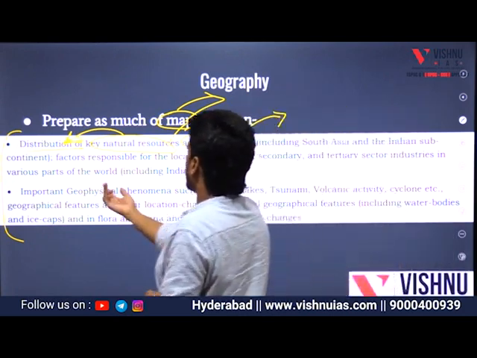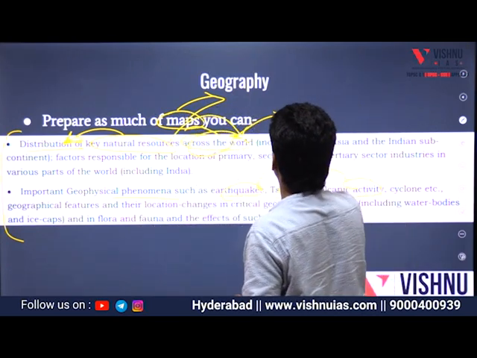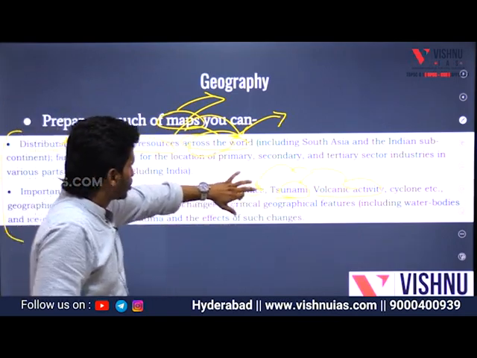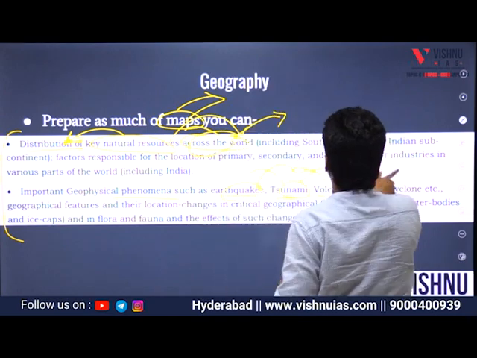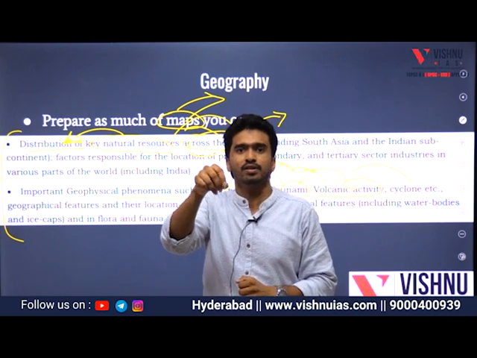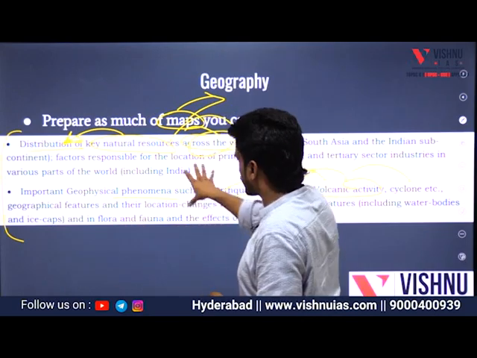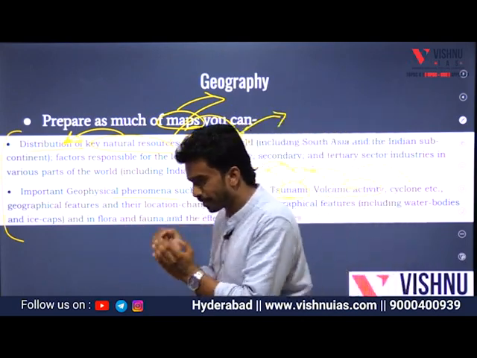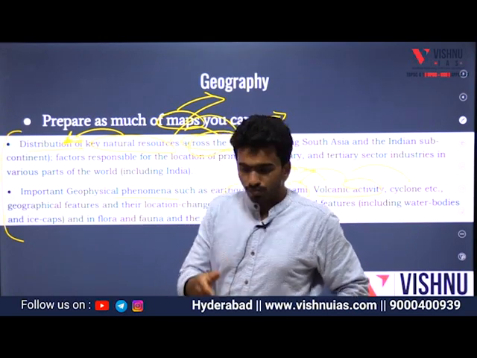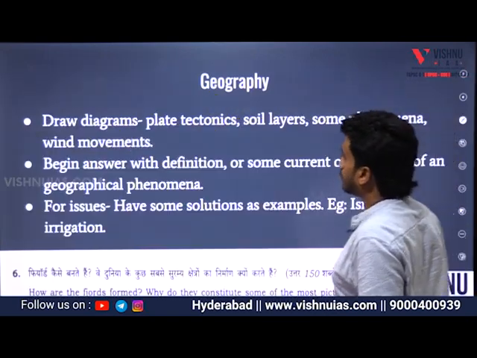And here also, in the important geophysical phenomena such as earthquake, tsunami, volcanic activity, how can this be linked to maps? If there are some areas that are prone to tsunami, volcanic activity, cyclone, make a map of all those areas and keep it in your notes. Whenever a question comes regarding earthquakes, try to bring a map which shows earthquake-prone areas in India or at the global level. So these are very important. In geography, the map will play a greater role.